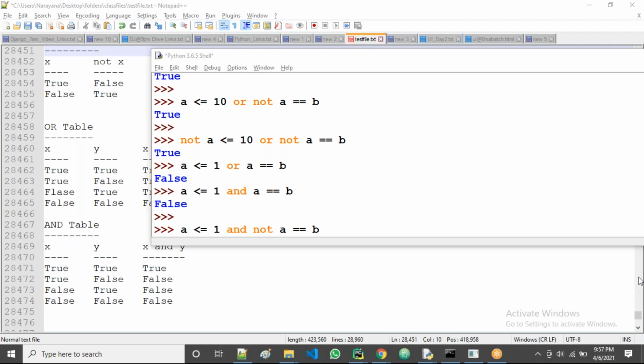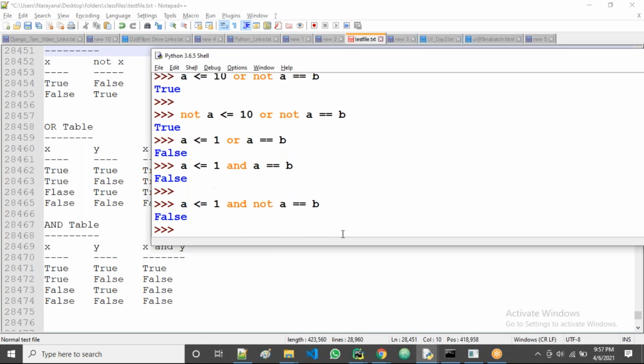Yes. Okay. So like this, guys, you can take different combinations. Keep on trying multiple examples, guys, just keep on trying different examples for this.